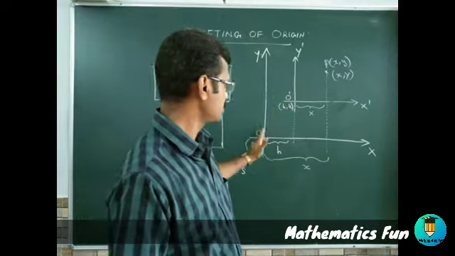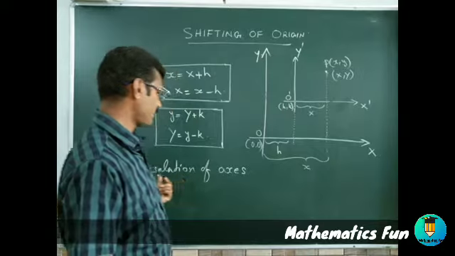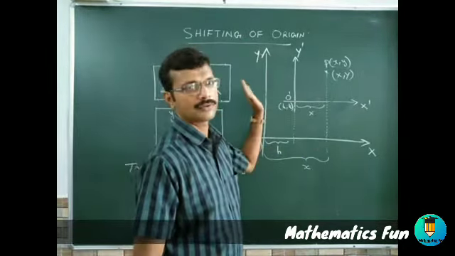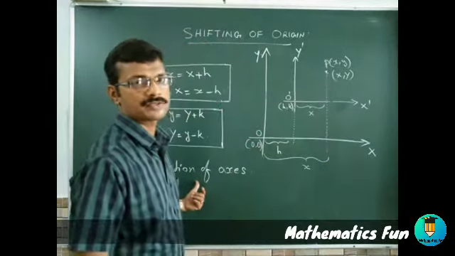So the axis is shifted parallel-wise. This is known as translation of axis. We are shifting the axis parallel to the original system. So that is known as translation of axis.